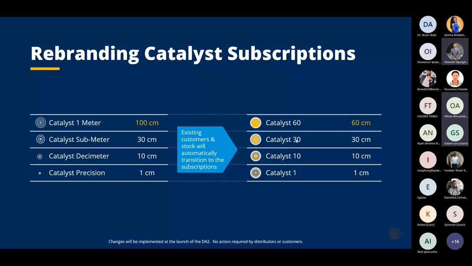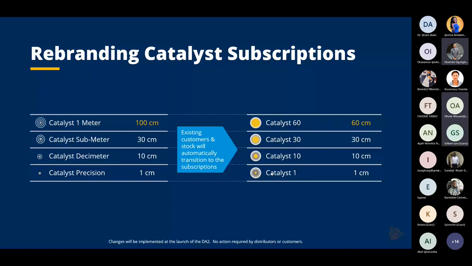In terms of part numbers, the Catalyst 1 meter we call Catalyst 60. We have the Catalyst 30, the 30 centimeter accuracy. Then we have the Catalyst 10, which is 10 centimeter accuracy. Then we have the Catalyst 1, which defines the 1 centimeter accuracy. These are the various flavors you can subscribe to at any given time, depending on the nature of your work. If your work requires GIS grade accuracy, maybe 60 centimeter is enough, then this is what you procure. If you want high grade, survey grade accuracy of 1 centimeter, then you go for the Catalyst 1 subscription with your antenna.